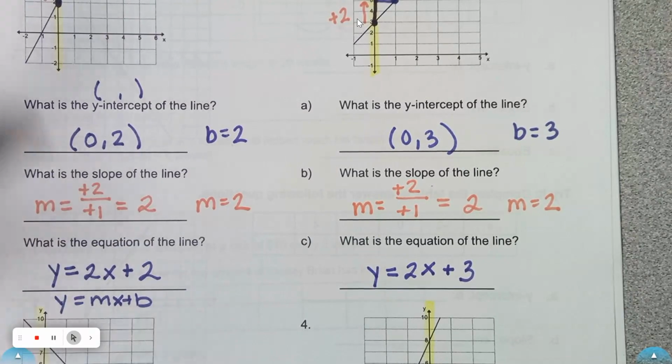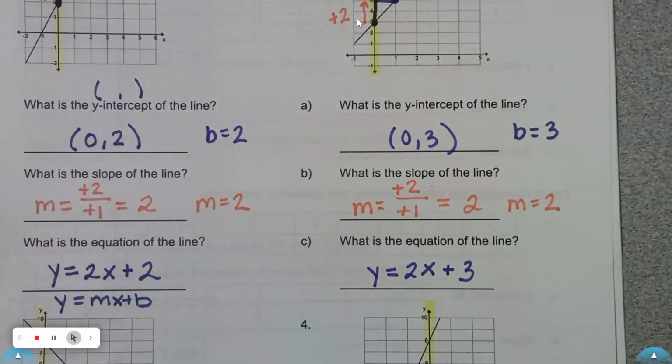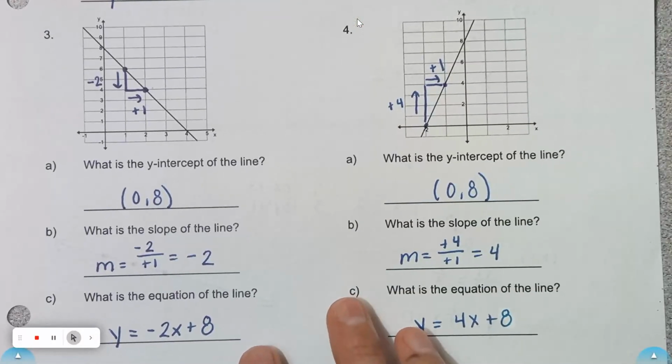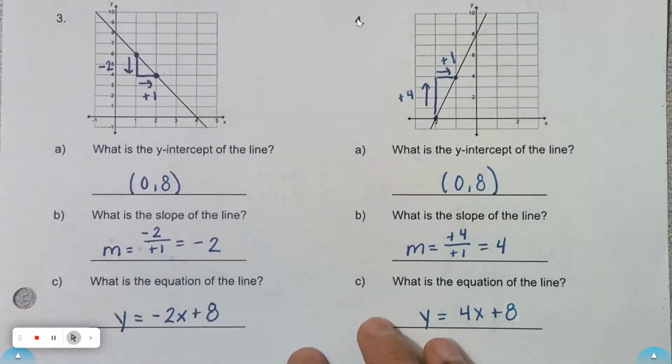Okay? At this point, I'm going to have you pause and try numbers 3 and 4. When you feel like you're done or you got it, you can unpause because I'm going to show you the answers for 3 and for 4. So here's what I got for 3 and for number 4.